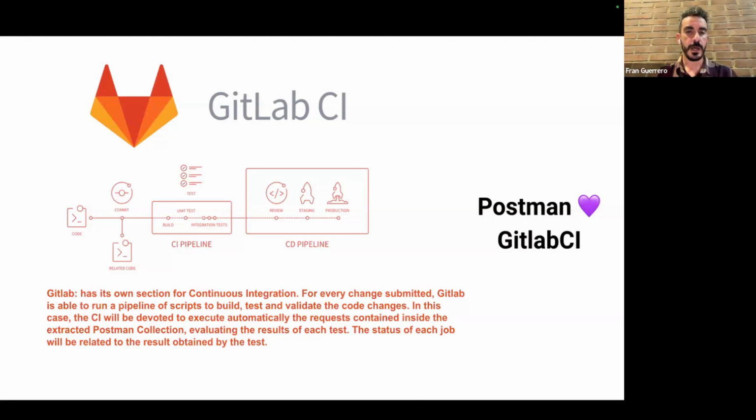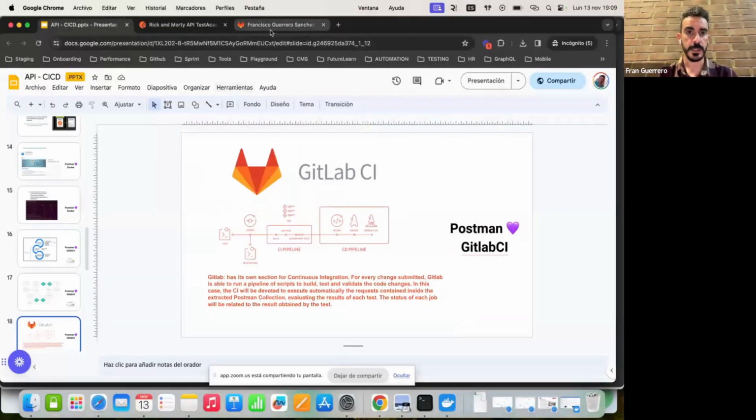So GitLab CI is a very cool tool because the continuous integration is integrated in the GitLab environment. So you have your code, the repositories, and all the pipeline stuff together in the same place. Okay, so let's see it in reality.